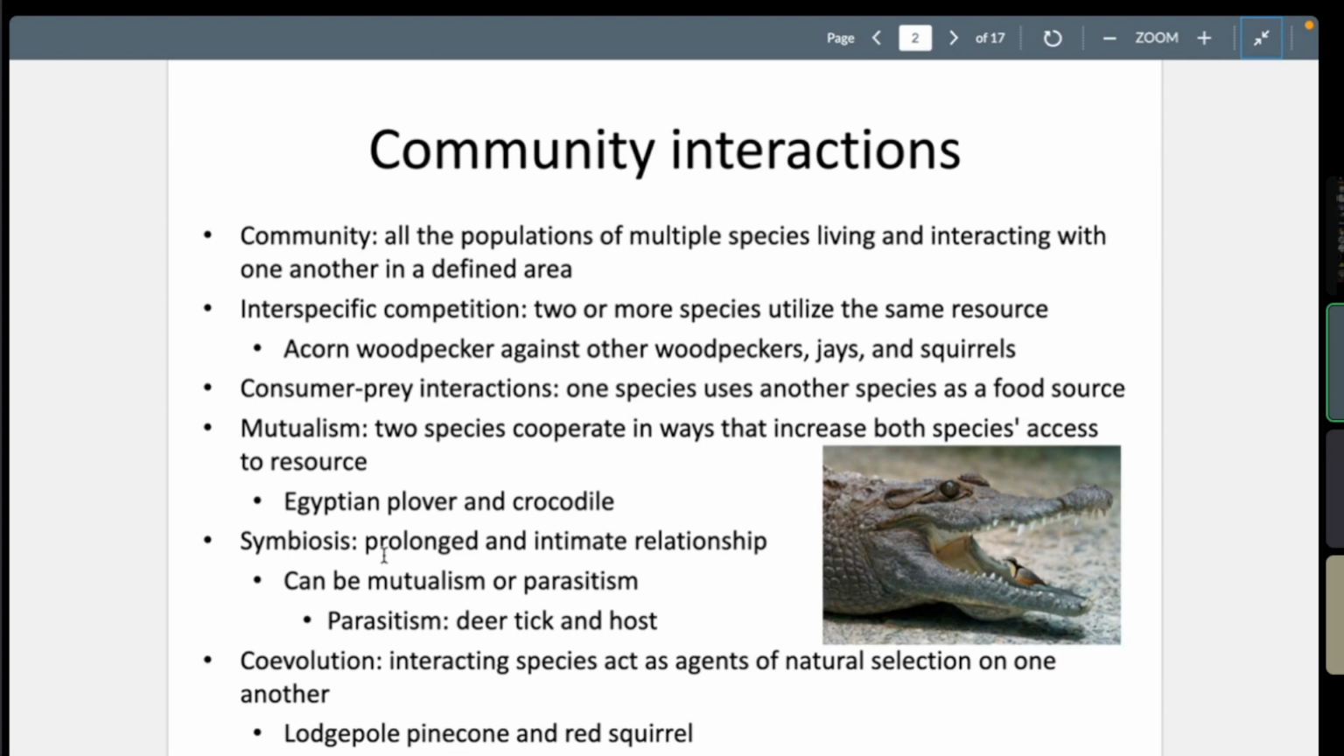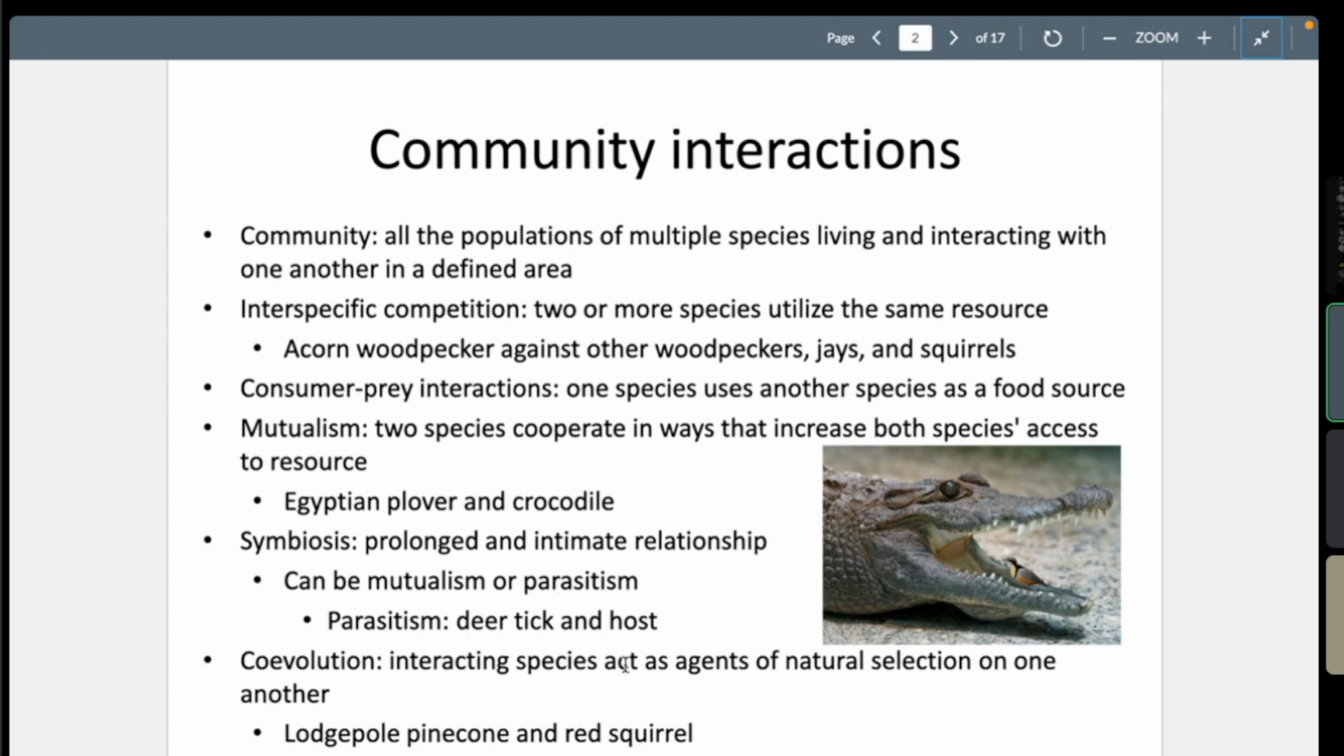we shall see. With symbiosis, a prolonged and intimate relationship can be mutualism or parasitism. So it can be parasitism with a deer tick and a host. If a tick attaches to its host, like regular ticks, if they attach to you, you can get Lyme disease. That's the sort of parasitism.